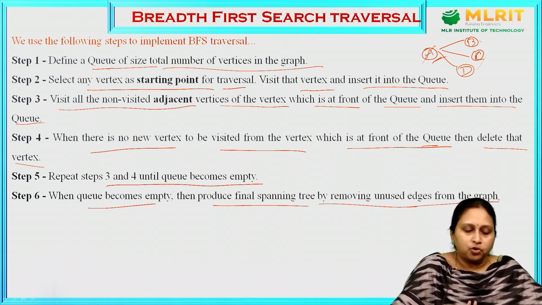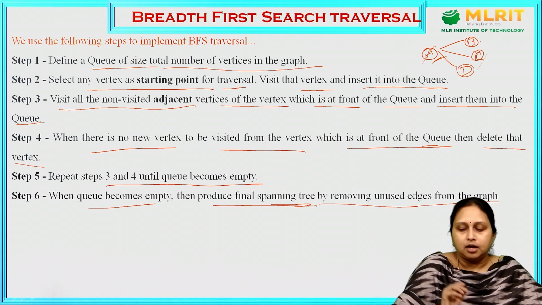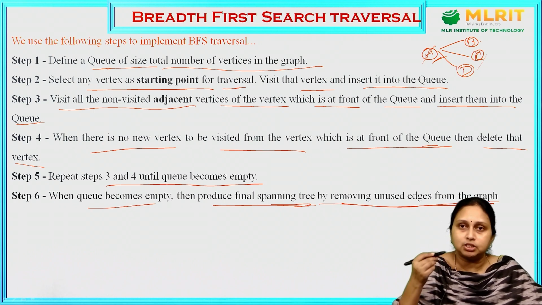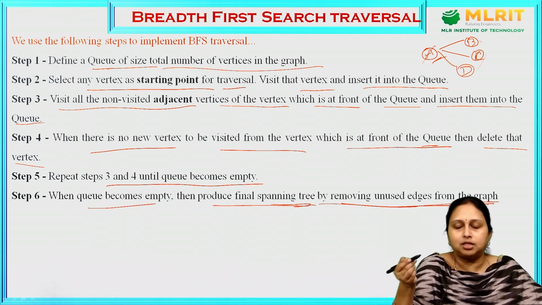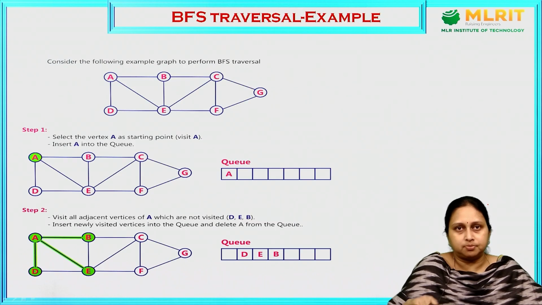At the end, the main result of BFS is that we need to produce a spanning tree. And how does that spanning tree have to be produced? By removing unused edges from the graph. Which of them have not been used in your graph? That means which ones you have not traversed, the paths you have not traversed, or the edges you have not selected. Those have to be removed, and then we produce the spanning tree. That is the meaning of the last step.